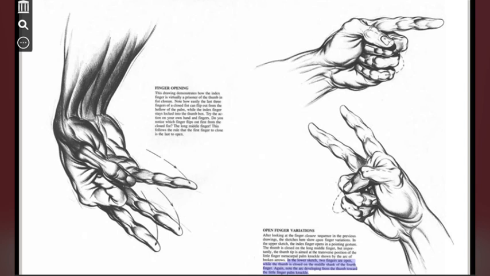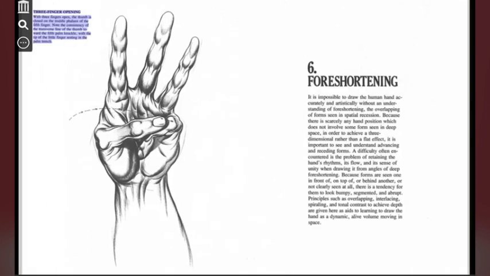Three finger opening, with 3 fingers open. The thumb is closed on the middle phalanx of the 5th finger. Note the consistency of the transverse line of the thumb toward the 5th palm knuckle, with the tip of the little finger resting in the palm trench.